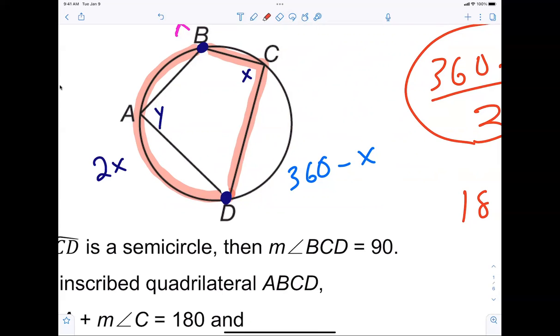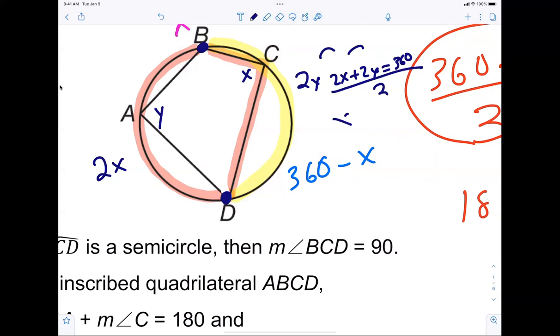So this right here, what's the measure of that arc? There we have it. Now, what do the red arc and the yellow arc add up to? 360, because that's how many degrees in a circle. So bear with me. 2x plus 2y must equal what? Divide by 2. X plus y equals 180. That's how simple that is. Everybody okay with that now? You understand that, Mary, now?